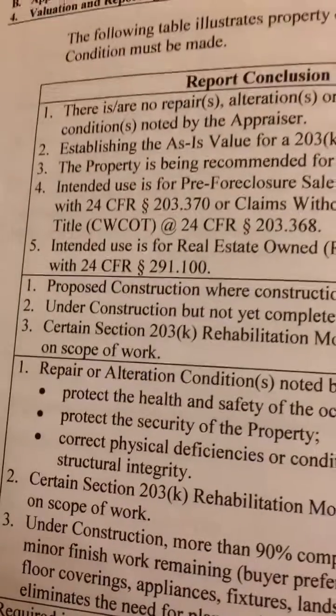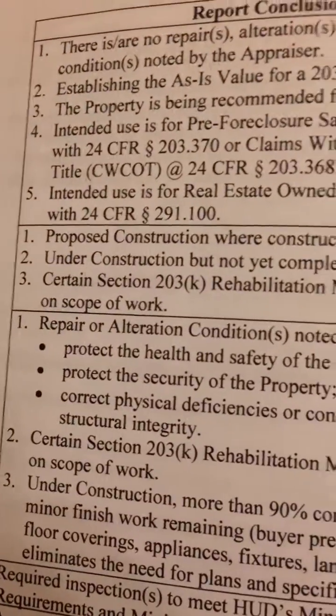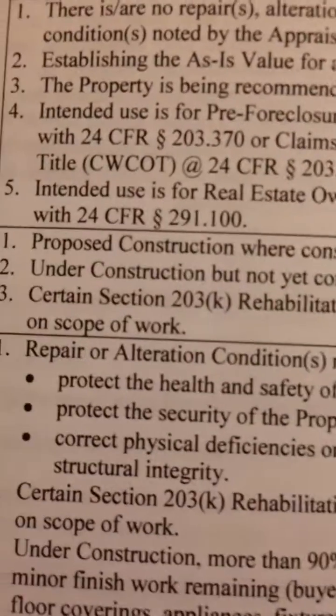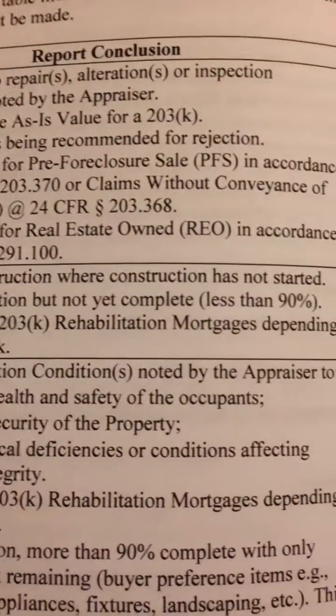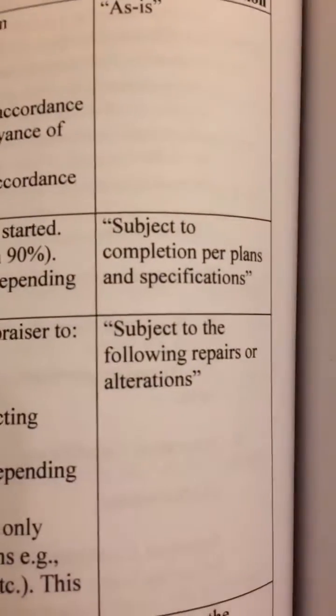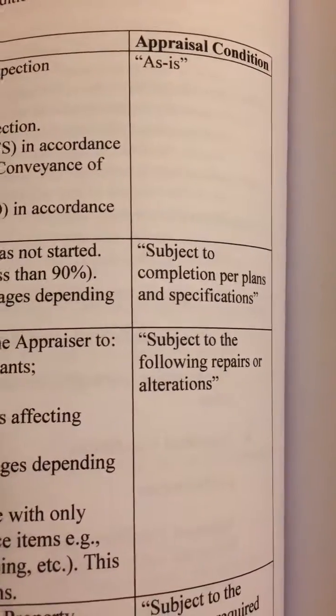Appraisal condition: as is. 1. Proposed construction where construction has not started. 2. Under construction but not yet complete, less than 90%. 3. Certain section 203K rehabilitation mortgagees depending on scope of work, subject to completion per plans and specifications.